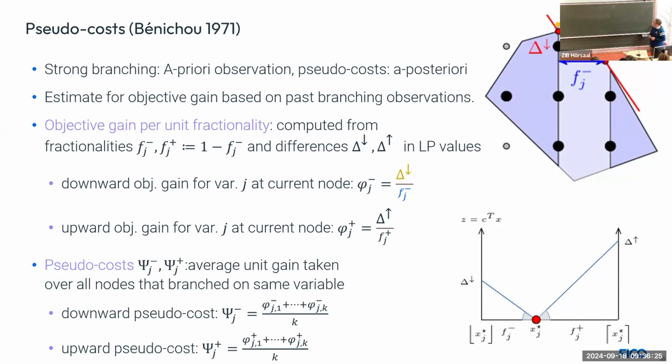Then you can compute your pseudo-costs as just the average of all those observations that you made so far. The picture here illustrates essentially what you do: if on the y-axis you consider the objective value, you compute the tangent of this angle here, and larger is better, it is more change.